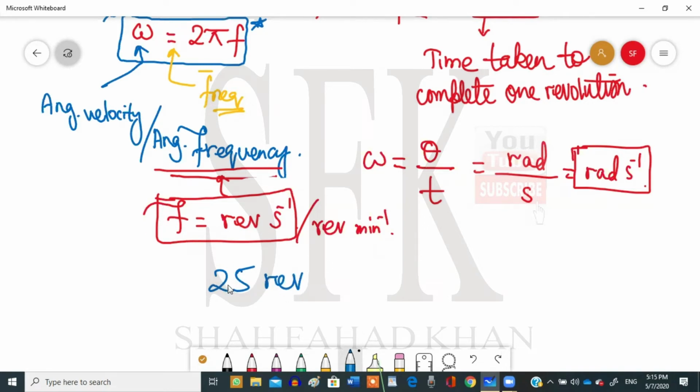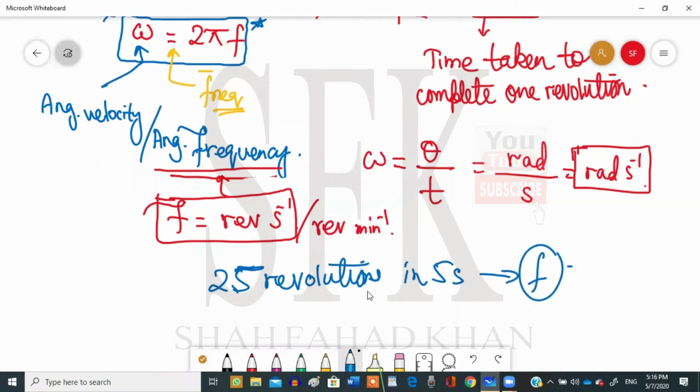So for example, if the examiner says the object completes 25 revolutions in, let's say, 5 seconds, calculate the frequency. You can easily calculate that by using the formula for frequency, dividing these 25 revolutions by 5 seconds. You'll get 5 revolutions per second as the frequency.